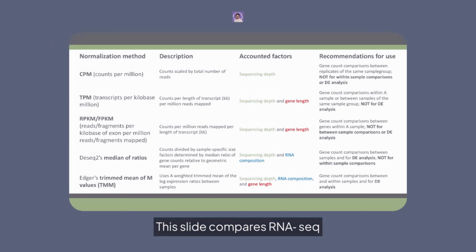This slide compares RNA-Seq normalization methods. CPM adjusts for sequencing depth only. TPM and RPKM also account for gene length but are not suited for differential expression. DESeq2's median of ratios and edgeR's TMM additionally correct for RNA composition and are recommended for robust DE analysis.